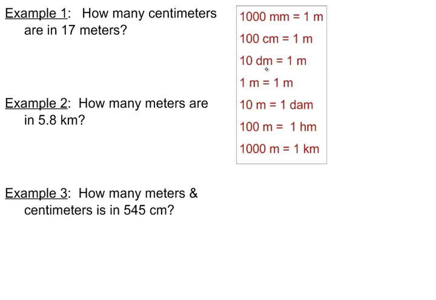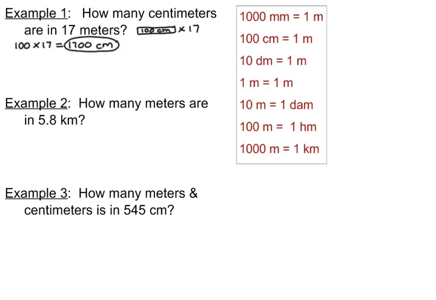It says, how many centimeters are in 17 meters? Basically, if I draw a meter, I know that in 1 meter there are 100 centimeters. I've got 17 of these. So I'm just going to take 100 times 17. 100 times 17 equals 1,700 centimeters.